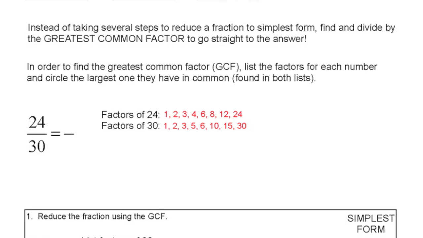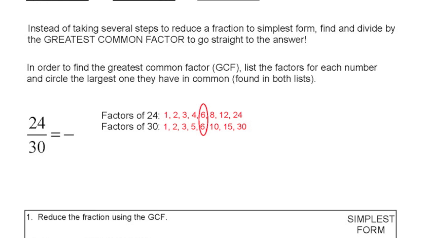So then you need to find out which ones you have in common. Well, I know 1's in common. That's always the case. 2's in common. 3's in common. Looks like 6 is in common. I don't see anything else. So the greatest common factor, the largest number that goes into both 24 and 30, would be 6. And so I'm going to go ahead and circle that right there.